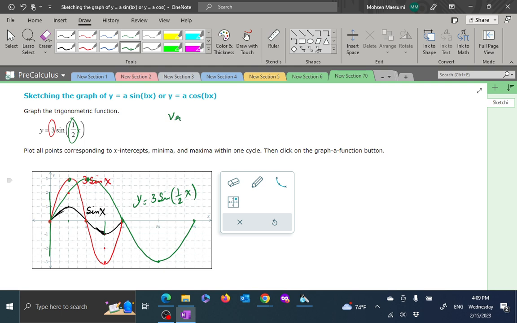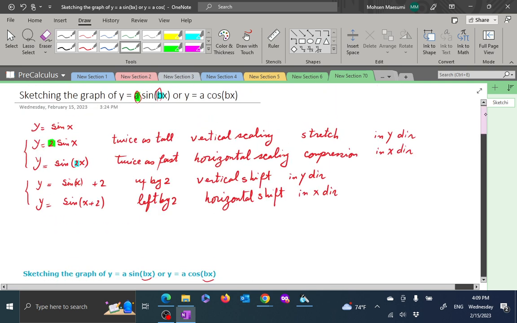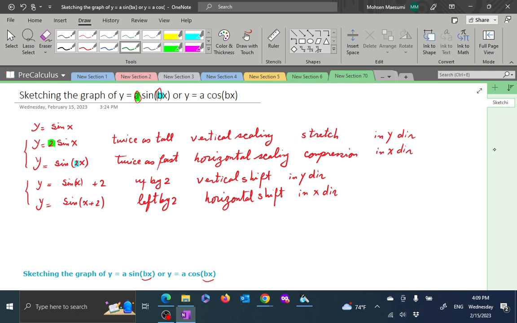So vertically, stretch by a factor of 3; horizontally, 1/2 means stretch, because 2 means compression. 1/2 means horizontally stretch by a factor of 2. So the moral of the story was we learned how this factor of a and b change the picture. We learned dynamically how that happens.